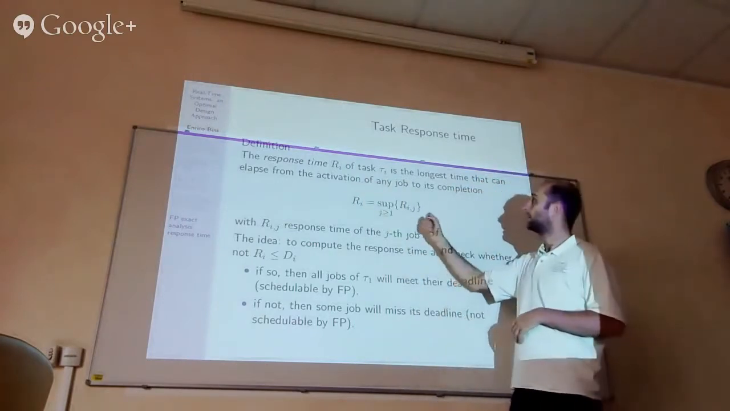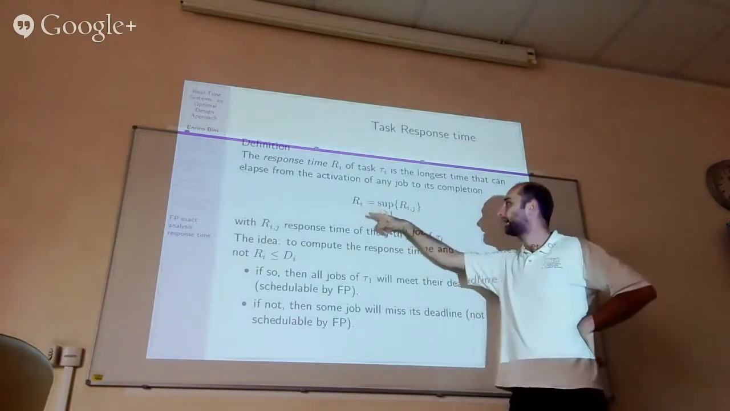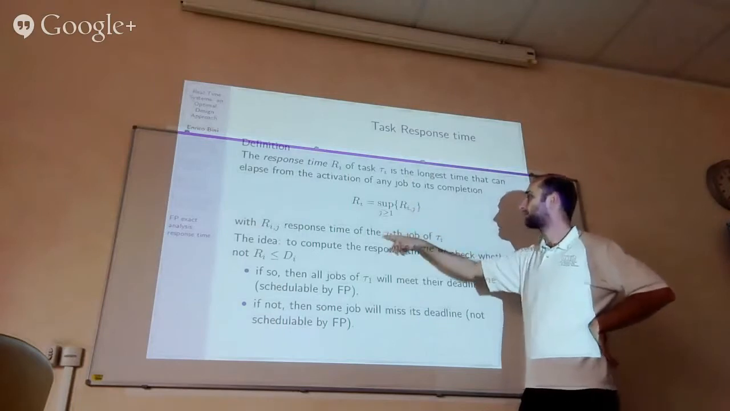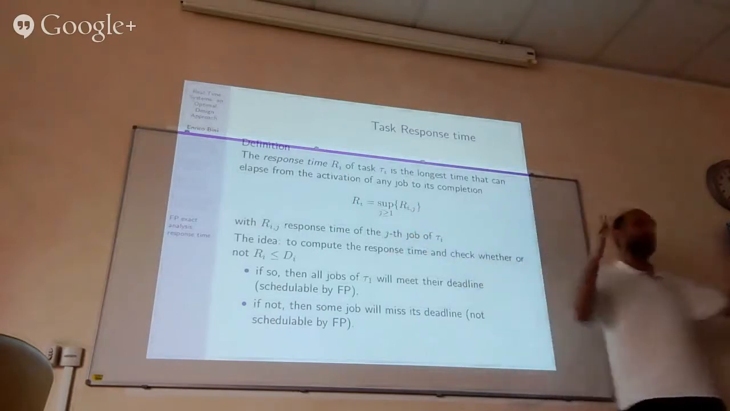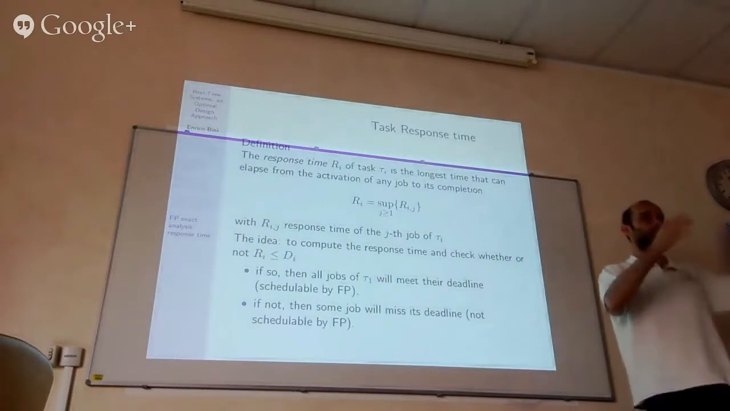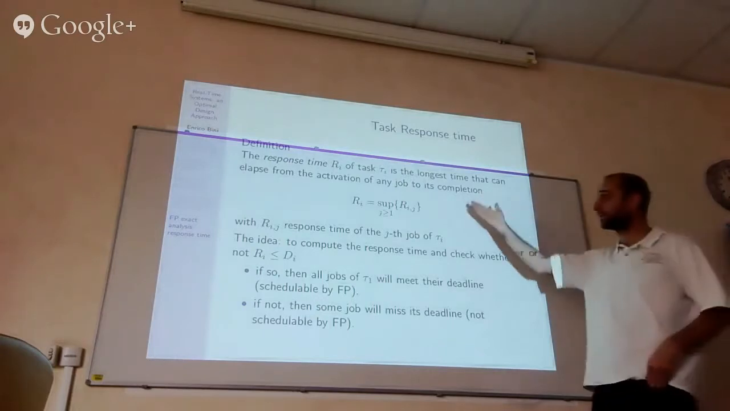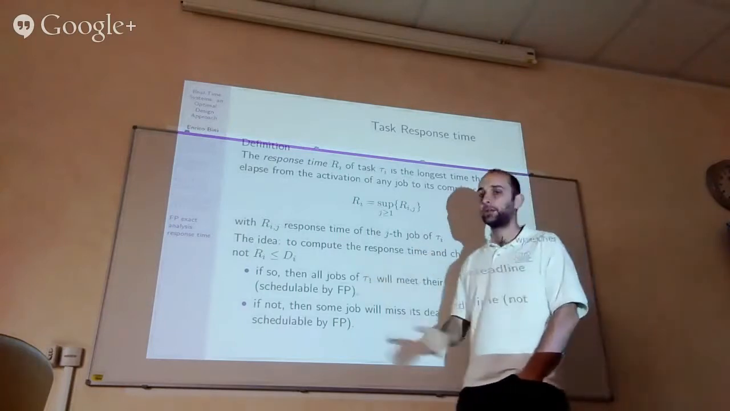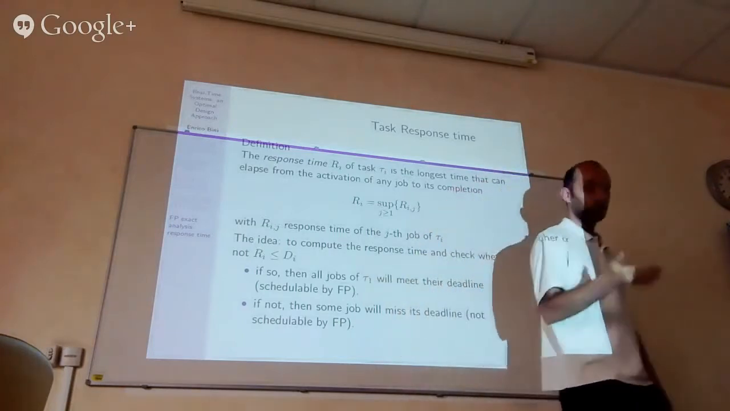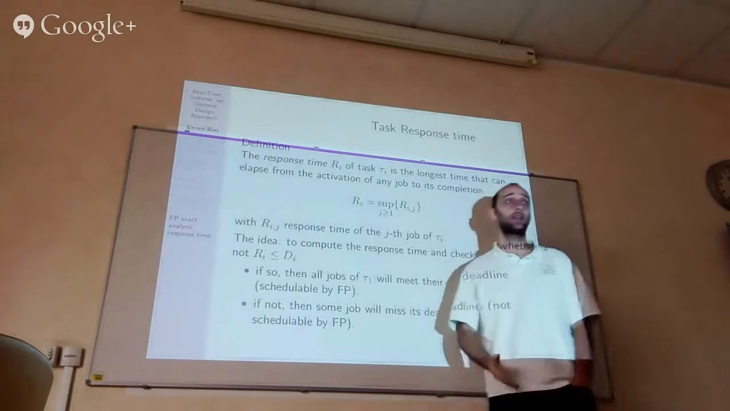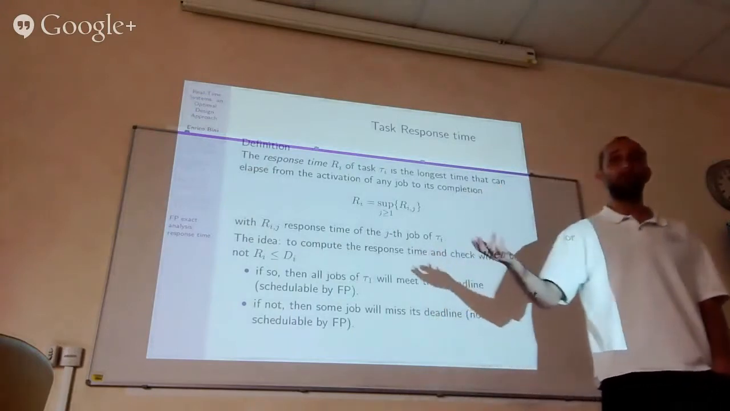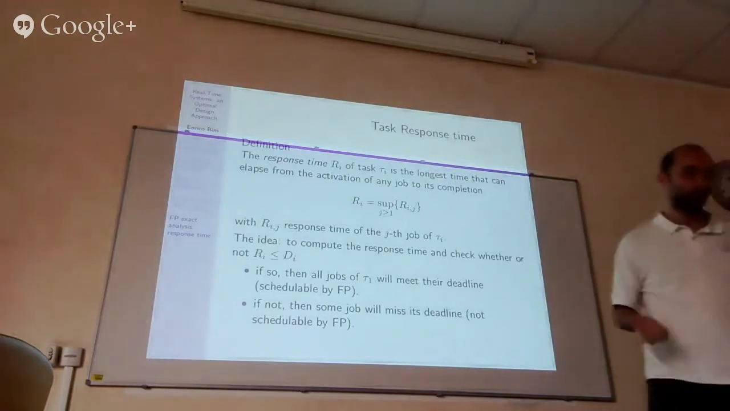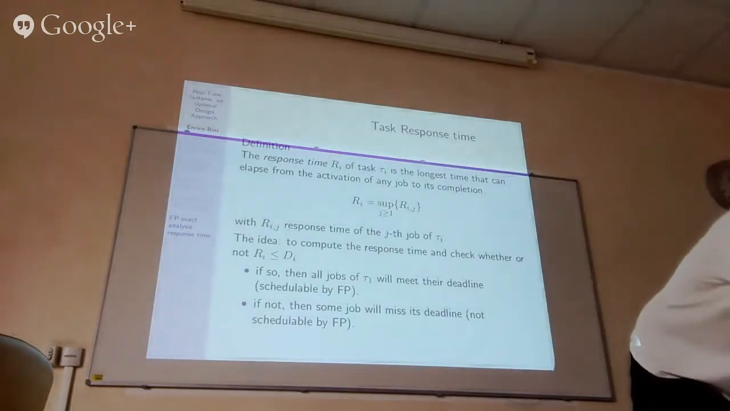And we define it as Ri equal to the supremum of Rij, with Rij the response time of the j-th job. So we have many jobs, each job may have its own response time, and Ri is the supremum of this. The idea is very simple. If the completion time is less than the deadline for all tasks, then the task set is schedulable. If not, it's not.